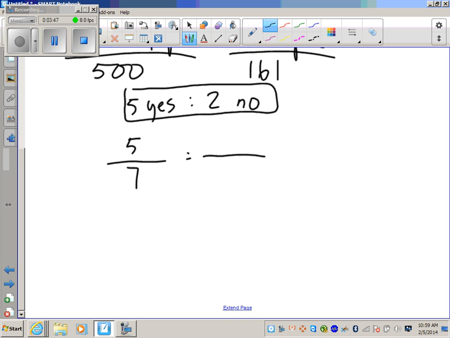I'm going to use that number, that 5 to 7, and I'm going to try to figure out how many of the total population would that be. Okay. Totals usually go on the bottom, right? So the total ratio for this was 7. Total population was 500. Now, how am I going to figure out this missing number? What strategies can I use? Liam?